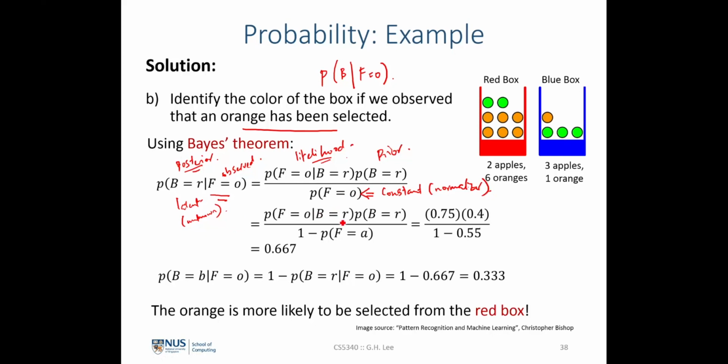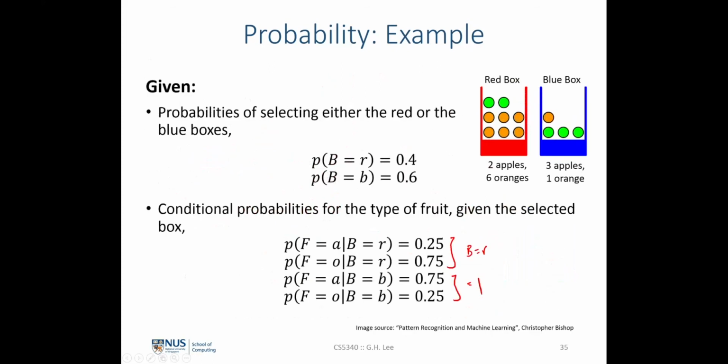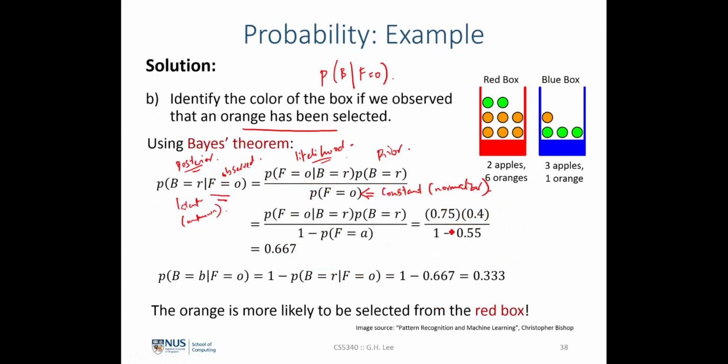Looking at all these terms, we can see that these are all values given here. We can plug them in and compute the conditional probability. Once we have this conditional probability, the next thing we need to find is the conditional probability that the box selected is a blue box, conditioned upon the fruit selected being an orange.